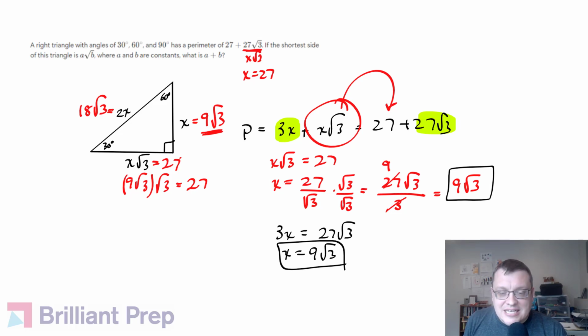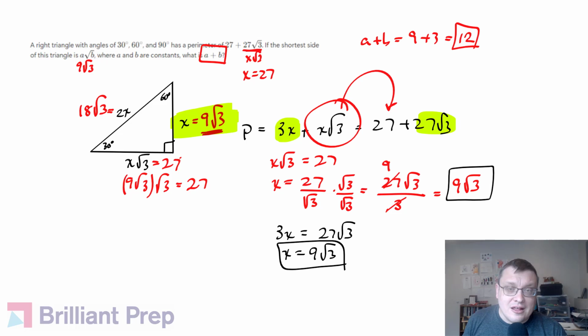Now we have to answer the question. The shortest side is a radical b. So this is going to be the shortest side. It's our x side, so it's 9 radical 3. And A, therefore, is 9 and B is 3. So what is A plus B? A plus B will just be 9 plus 3, and that is 12. And that is our answer.